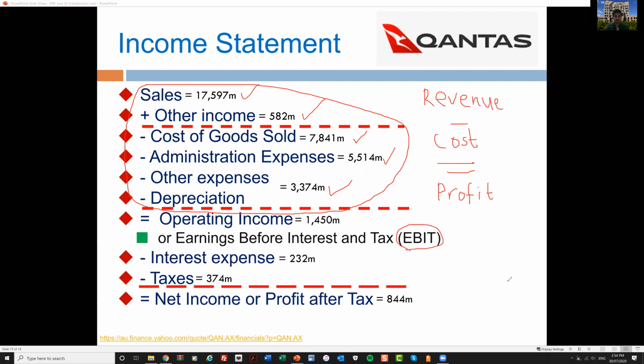Okay, so some of you have heard of EBIT before. It's your earnings before interest and tax, also known as your operating income. And if you take off your interest, if you take off your tax, you're left with Qantas's final take-home profit. Okay, so if you remember, higher net profit means higher earnings per share, typically means higher share prices, which means that the owners are happy chappies.